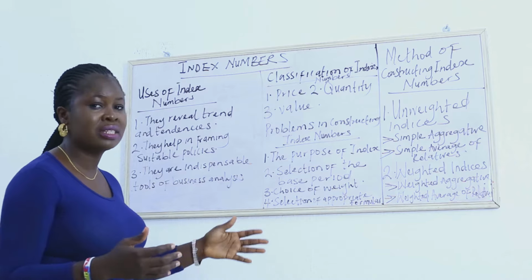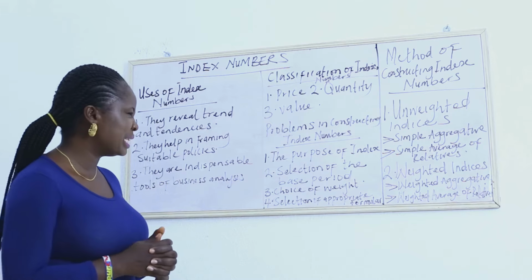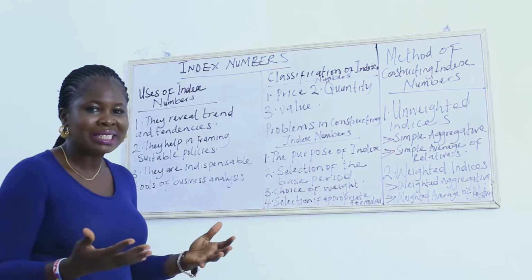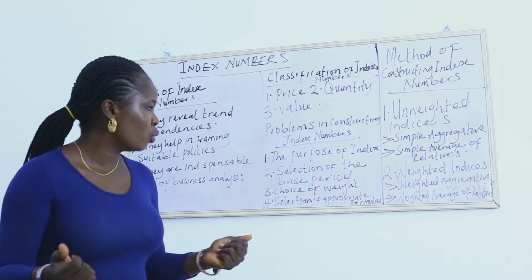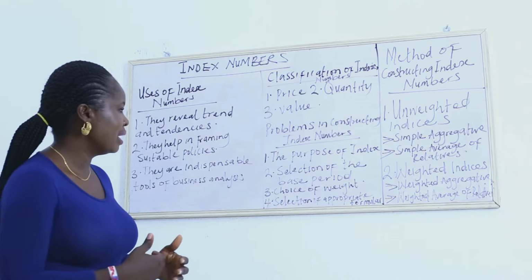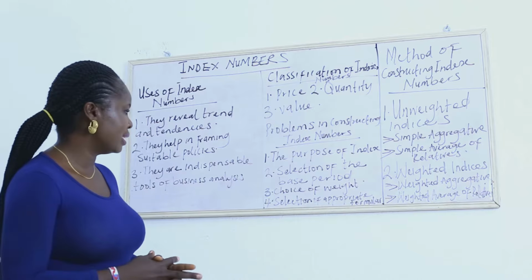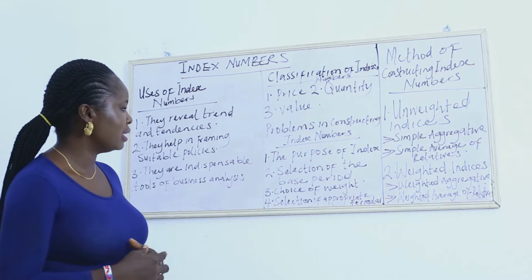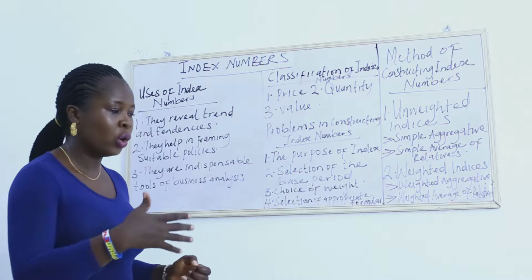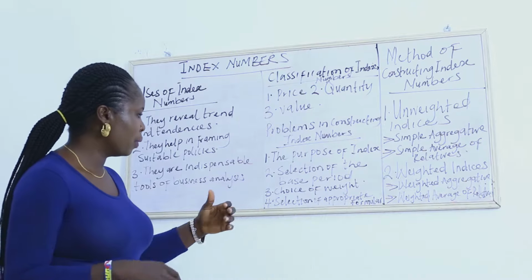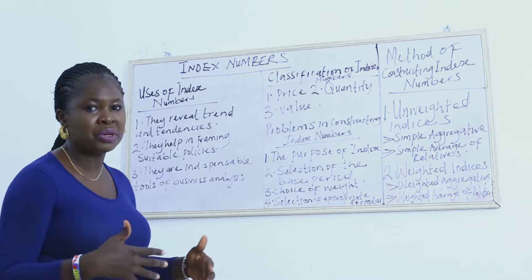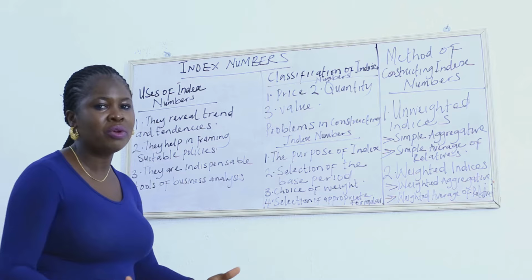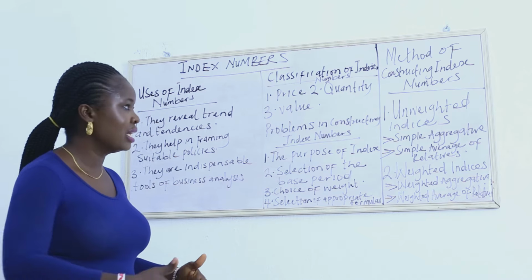Then what are the problems in constructing index numbers? There are a lot of problems, but I've just listed four because my board is a bit small. The first problem is, what is the logic, the reason, the purpose, or the idea behind an index? Another problem is the selection of the base year or the base period. Then another problem is the choice of appropriate weights. Then lastly, the selection of the appropriate formula to use for each of the indexes as we move on.